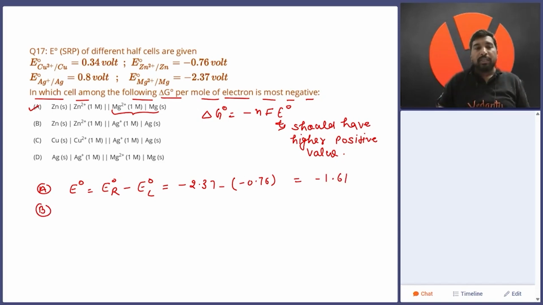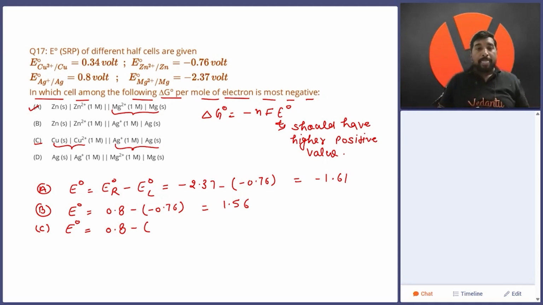For the case of B, E naught is equal to, for silver, 0.8 minus, and for zinc that should be minus 0.76. On solving this, we will get 1.56. Now come to C, E naught is equal to, for the third one, silver, and this is 0.8 minus, for copper, that should be the positive one, 0.34. On solving this, we will get 0.46.